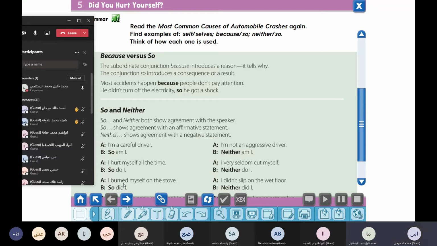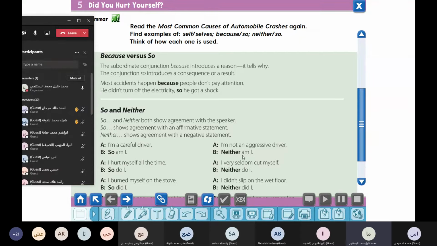Okay, what about the third? Who can read the third? I burned myself on the stove. So did I. Now here you realize we have an affirmative sentence, but it is in the past. If it is in the past, we have to use did. So did I. Did was taken from burned, because it is in the past. I burned myself on the stove. So did I.